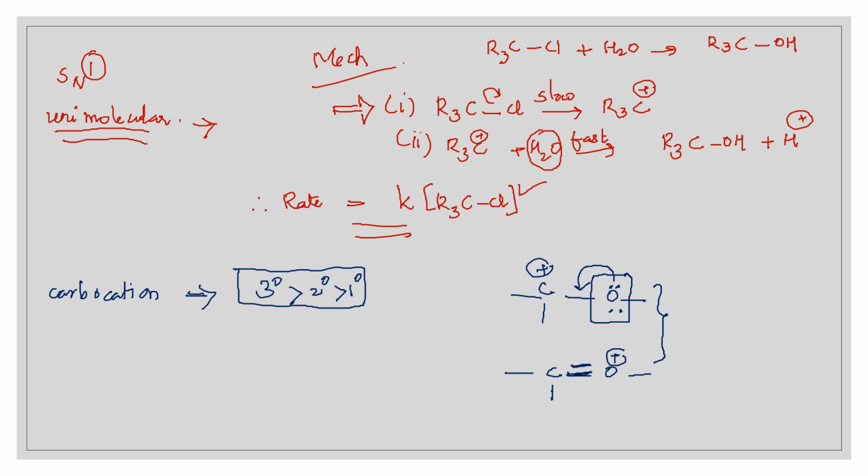Whenever you have a confusion between an SN1 and SN2 reaction, always search for a carbocation. If there is a possibility of forming a stable carbocation, definitely you can go with an SN1 reaction. Okay, so that's the point that I missed out in the previous slide. Now we'll move on to the SN2 reaction.